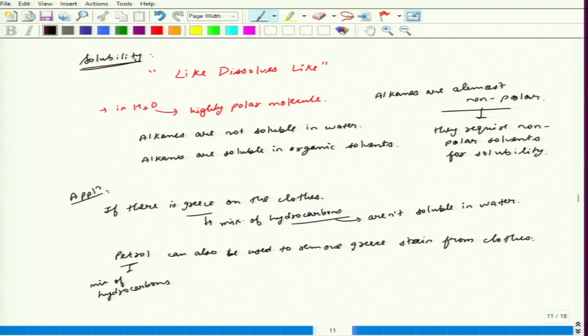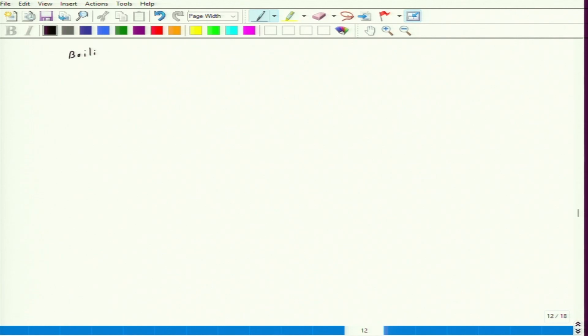Okay, so these are a few physical properties. The solubility I have discussed. We can also discuss the boiling points. The boiling point is an interesting thing. I have already taught that alkanes have weak van der Waals forces.